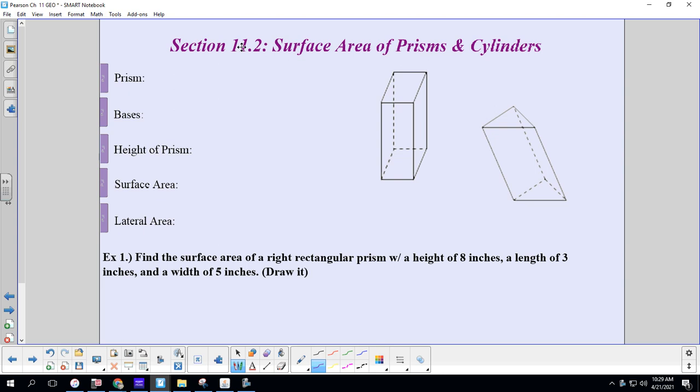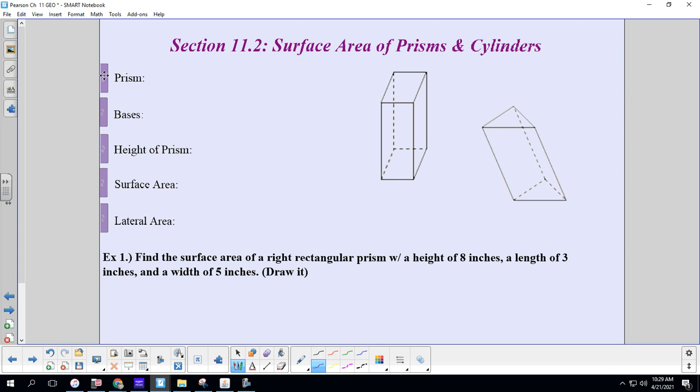We're going to go through Chapter 11, Section 2, Surface Area of Prisms and Cylinders. So we are going to calculate the areas of all of the shapes we've just looked at. So let's look at the definition so we can all be speaking the same language.